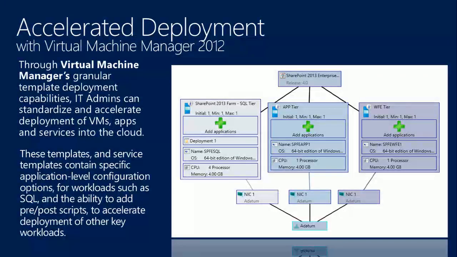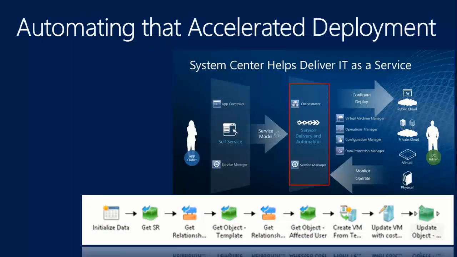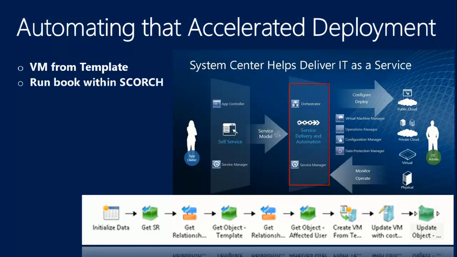Then we can say, well, now I have this accelerated deployment. I want to automate my accelerated deployment, and I want to be able to use it with other tools within the System Center suite. So for example, I take my VM template. I'm going to use a runbook within Scorch or Orchestrator. I can deploy it with Service Manager, so I can have a ticket. Someone can raise a ticket, saying, I need a whole SharePoint farm.